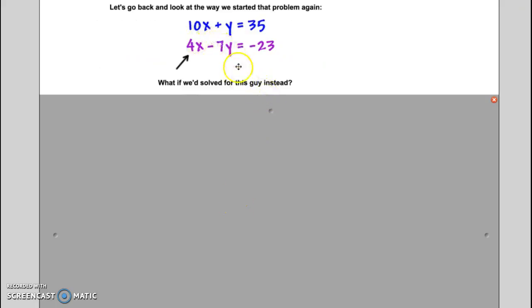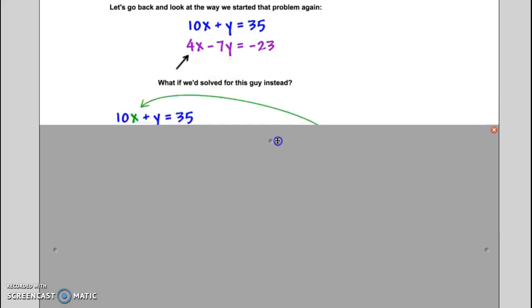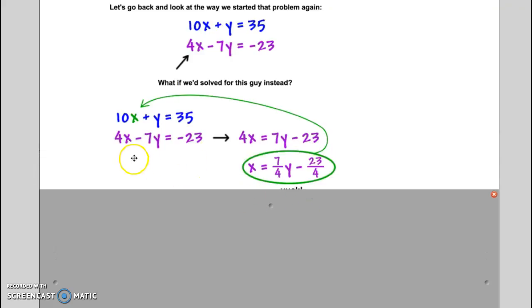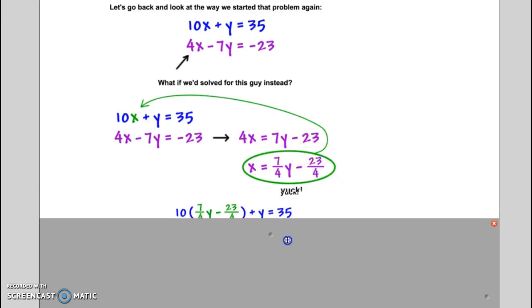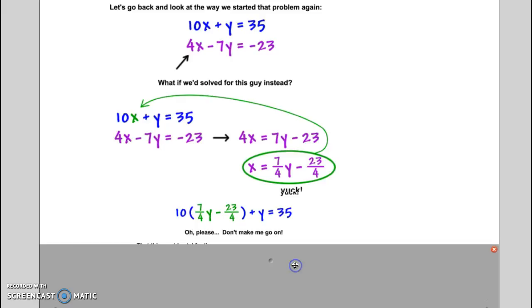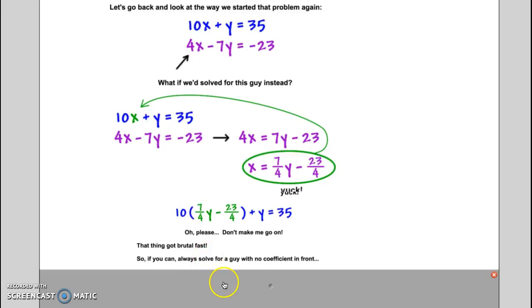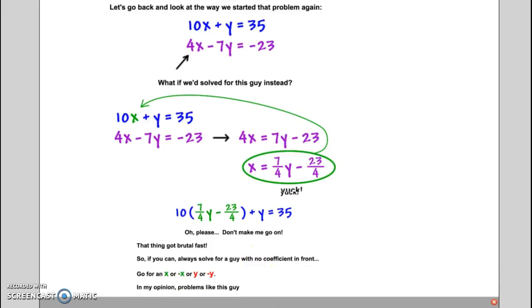All right, so what if we decided we didn't want to solve for that y? We're going to solve for the x instead in the bottom equation. So we go ahead and solve the bottom equation for x, but look at all these ugly, ugly fractions. Yuck. Do you really want to go through with that whole mess? That thing's brutal. So if you can, you always solve for the variable that has a coefficient of 1 in front of it. Whether it's positive 1 or negative 1, that's the one you want to solve for.